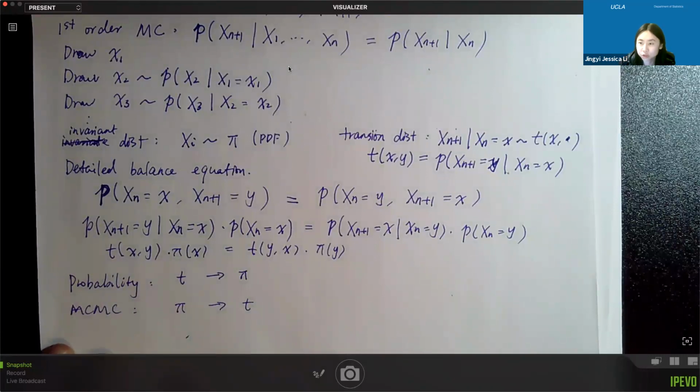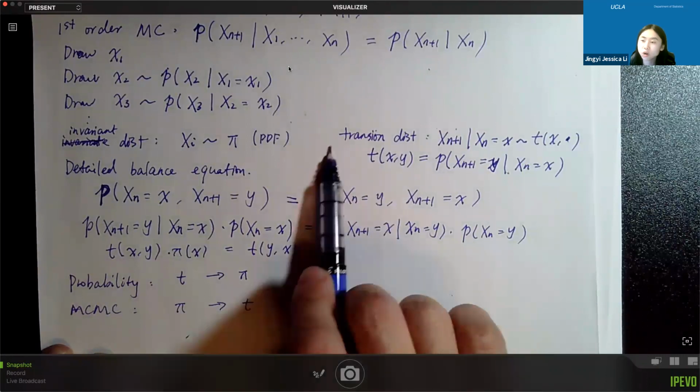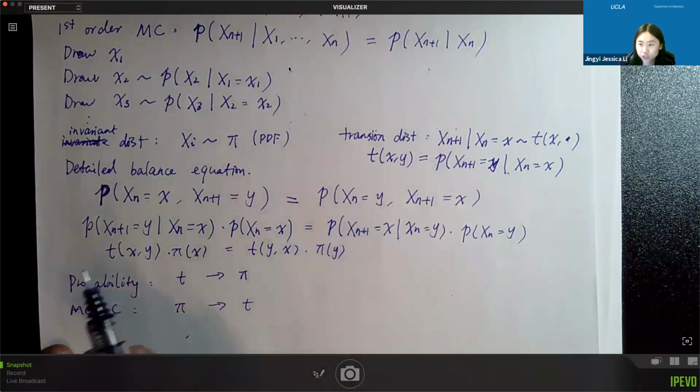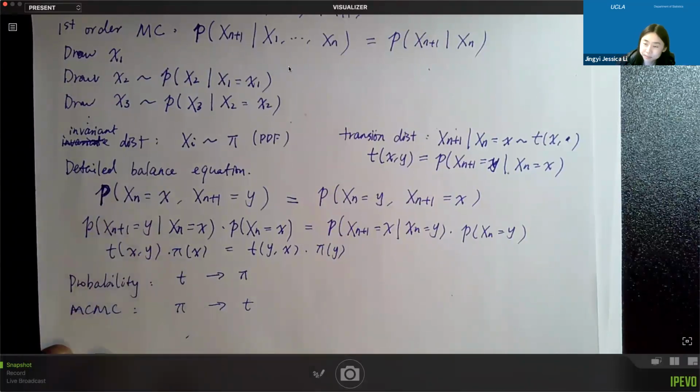So that's what we want to do. But we want to find a way to get the transition distribution, so we can grow the chain. And once we know the chain has been grown long enough, we are in the equilibrium state, and then we can take other values after that and use them as a sample from the target distribution. That's the basic idea of MCMC.